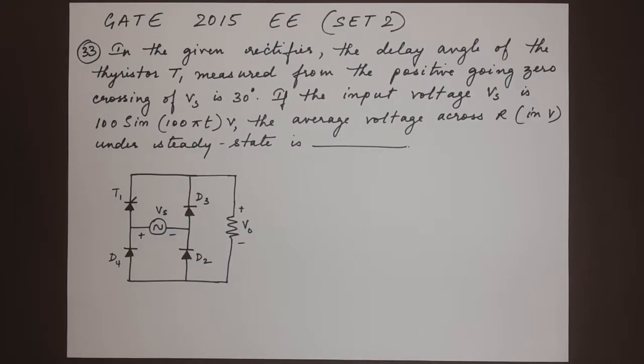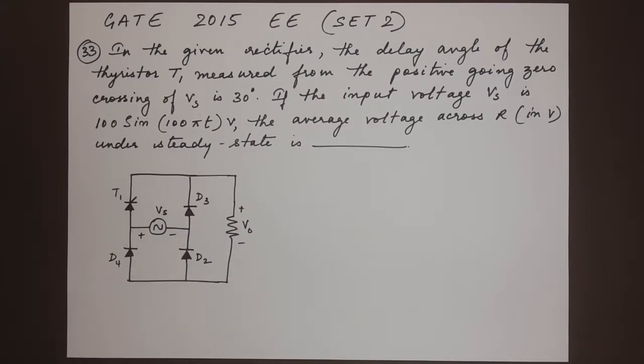Here's our next question, number 33. In the given rectifier, the delay angle of the thyristor T1 measured from the positive going zero crossing of Vs is 30 degrees. If the input voltage Vs is 100 sine of 100 pi t volts, then the average voltage across R under steady state is dash.